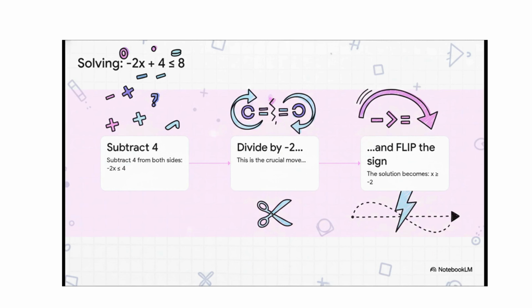We've got negative 2x plus 4 is less than or equal to 8. Okay, first step is easy. Subtract 4 from both sides. No big deal. That leaves us with negative 2x is less than or equal to 4. But now, here comes the critical moment. We have to divide by negative 2, and we flip the sign. So our final answer is that x is greater than or equal to negative 2.